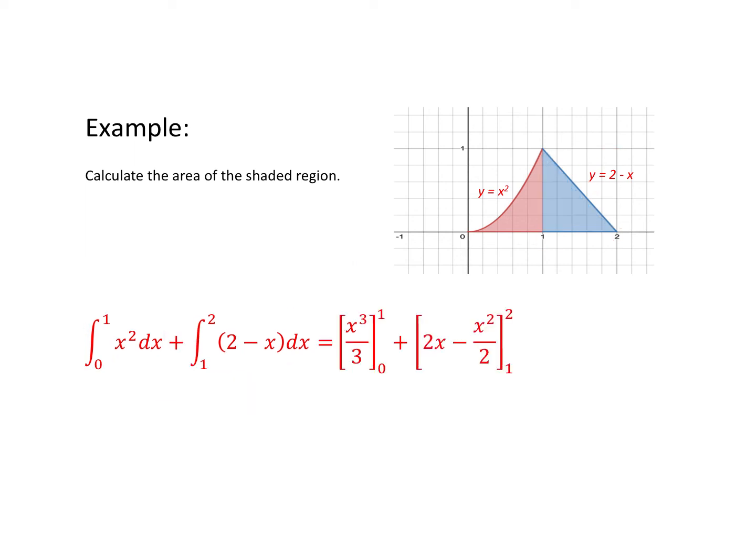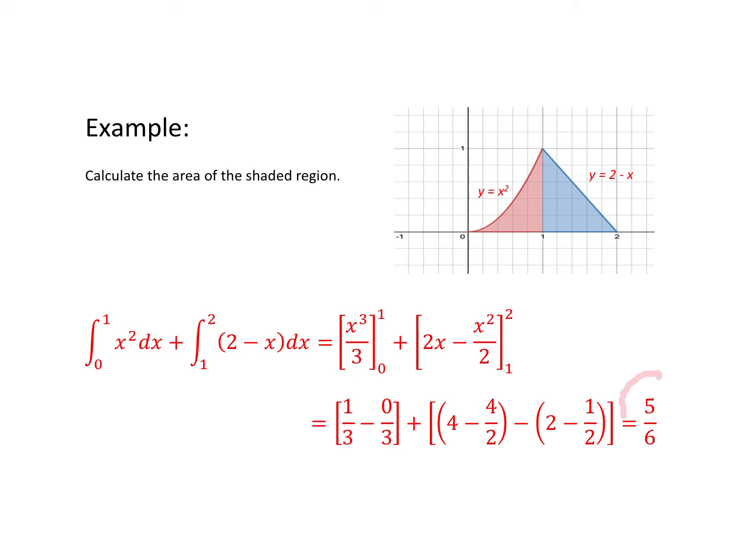And if we take the integrals, we notice that x squared becomes x cubed over 3, and that 2 minus x becomes 2x minus x squared over 2. And we evaluate the first one from 0 to 1 and the second one from 1 to 2, and we add the two areas together. So if we do the calculations, we basically come out with 5/6 as the area of the entire shaded region.